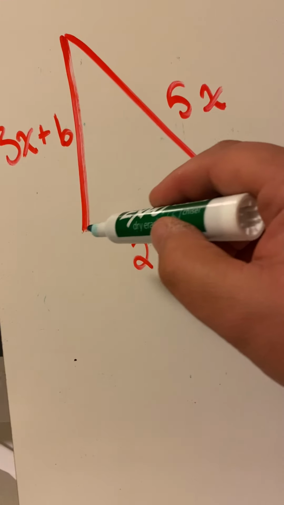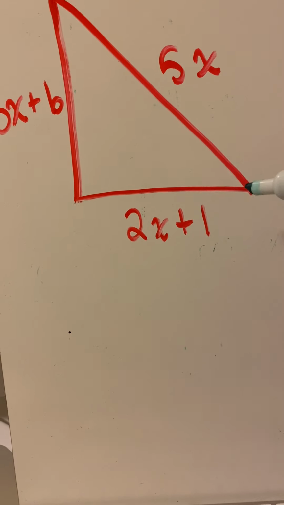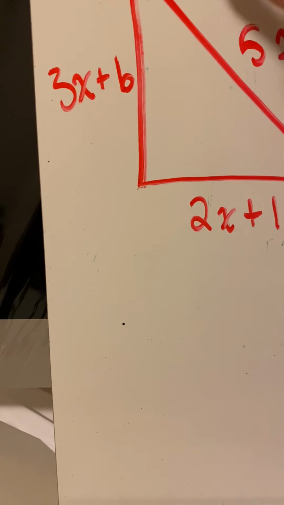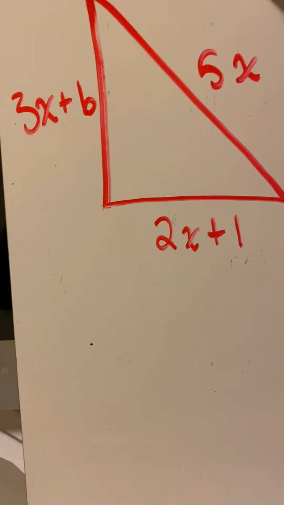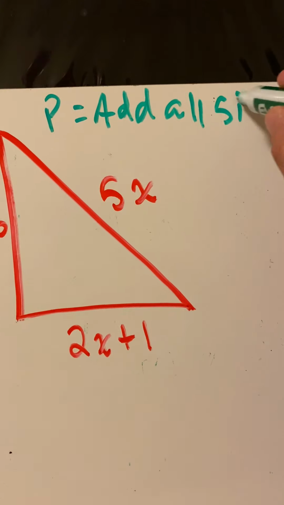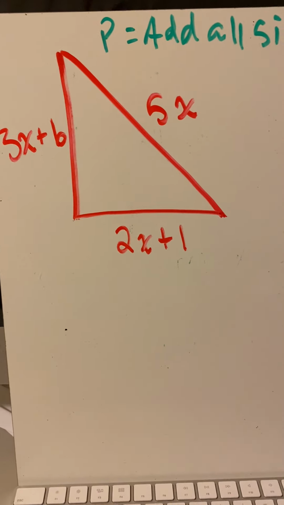And how do you find the distance around an object? Well, you add the length here, add the length here, and add the length here. So the perimeter is equal to add all sides. That's all you do. Now, in this problem, you have variables in there, which doesn't make it that horrible. It just makes it a little more difficult.